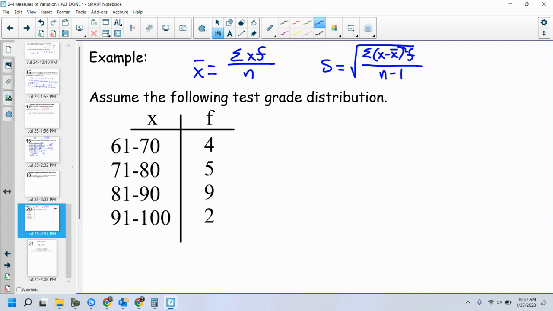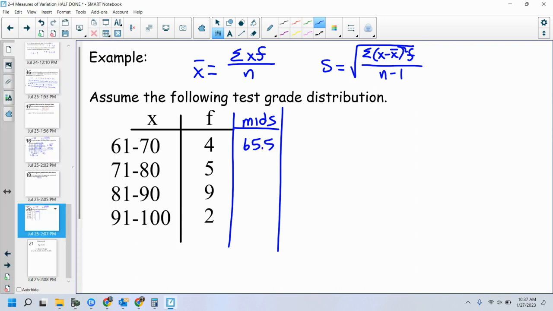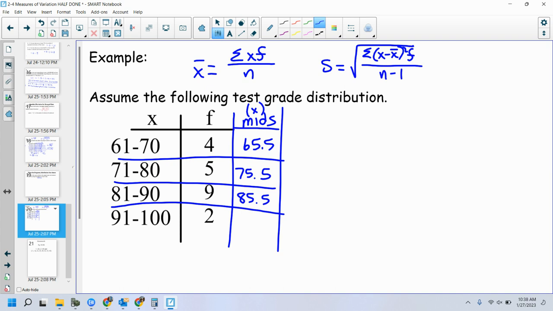The first thing that I need to do is calculate the midpoints. So the midpoint of 61 to 70: 61 plus 70 divided by 2 is 65.5. Now I can use those as my new X, right? So 75.5, 85.5, 95.5.